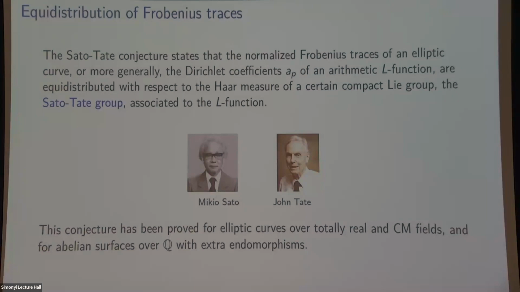The answer is it varies the same way the trace of a random matrix in SU(2) varies if you sample with Haar measure. One can generalize this notion beyond elliptic curves over Q, to abelian varieties over number fields, or more generally to an arithmetic L-function, in a sense I'll make a little more precise a bit later.